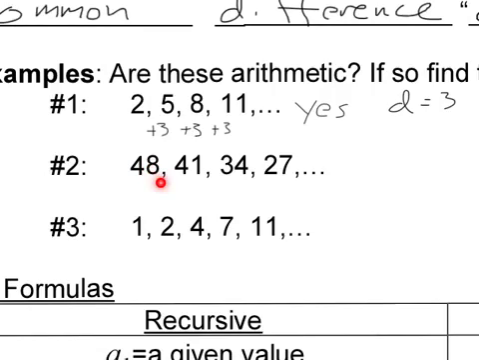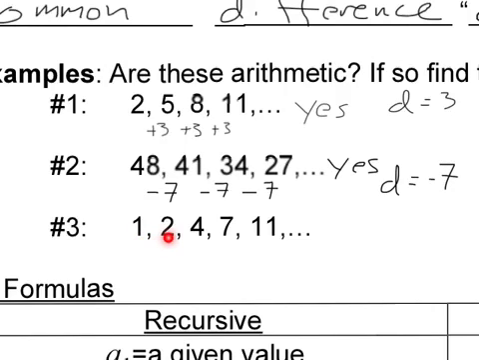How about this one? Down by 7, down by 7, down by 7. So it looks like we are going down 7 each time. So again, yes, but we're adding a negative number this time, so that is negative 7.